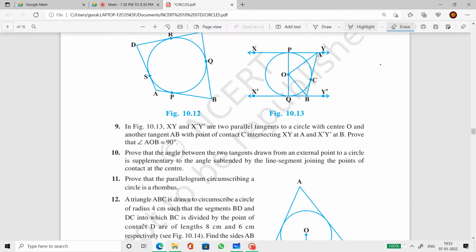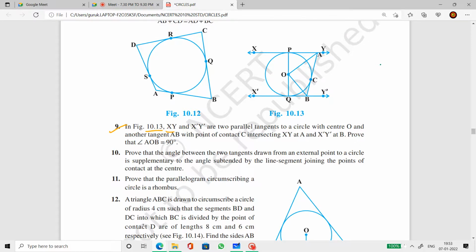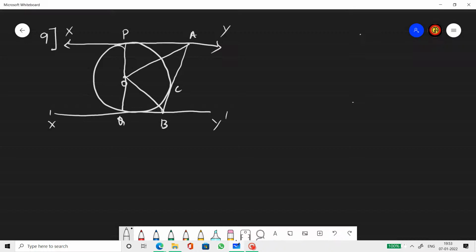So here is the question. Figure 10.13 where XY and X'Y' are two parallel tangents to the circle with center O. Another tangent AB with point of contact C intersects XY at A and X'Y' at B. Prove that angle AOB is 90 degrees. The diagram is already given, so I've taken the diagram and drawn it on the blackboard.